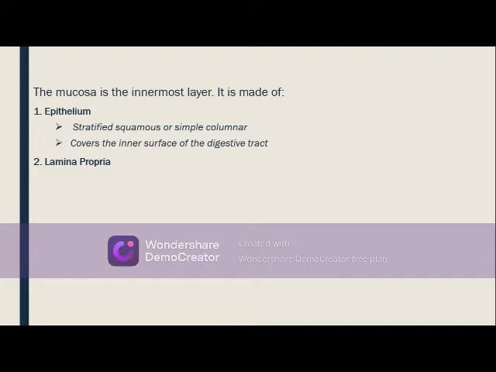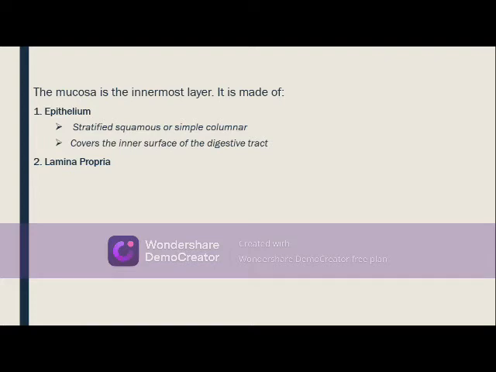In the stomach, it is simple columnar and is organized into gastric pits and glands to deal with secretion. In the small intestine, it is specialized for absorption, particularly in the ileum, with villi and microvilli increasing surface area.